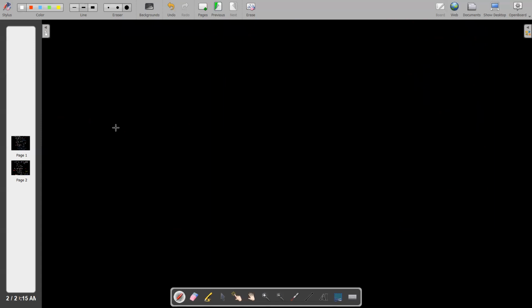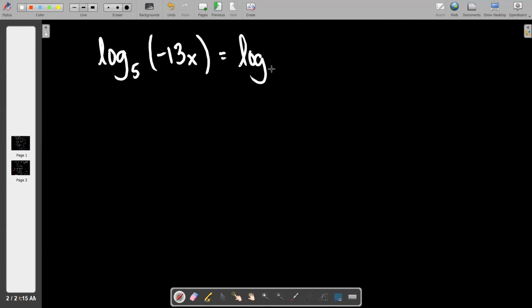All right, let's try this one. Log base 5 of negative 13x equals log base 5 of negative 30 minus x squared. Drop the logs, right? What do you get?